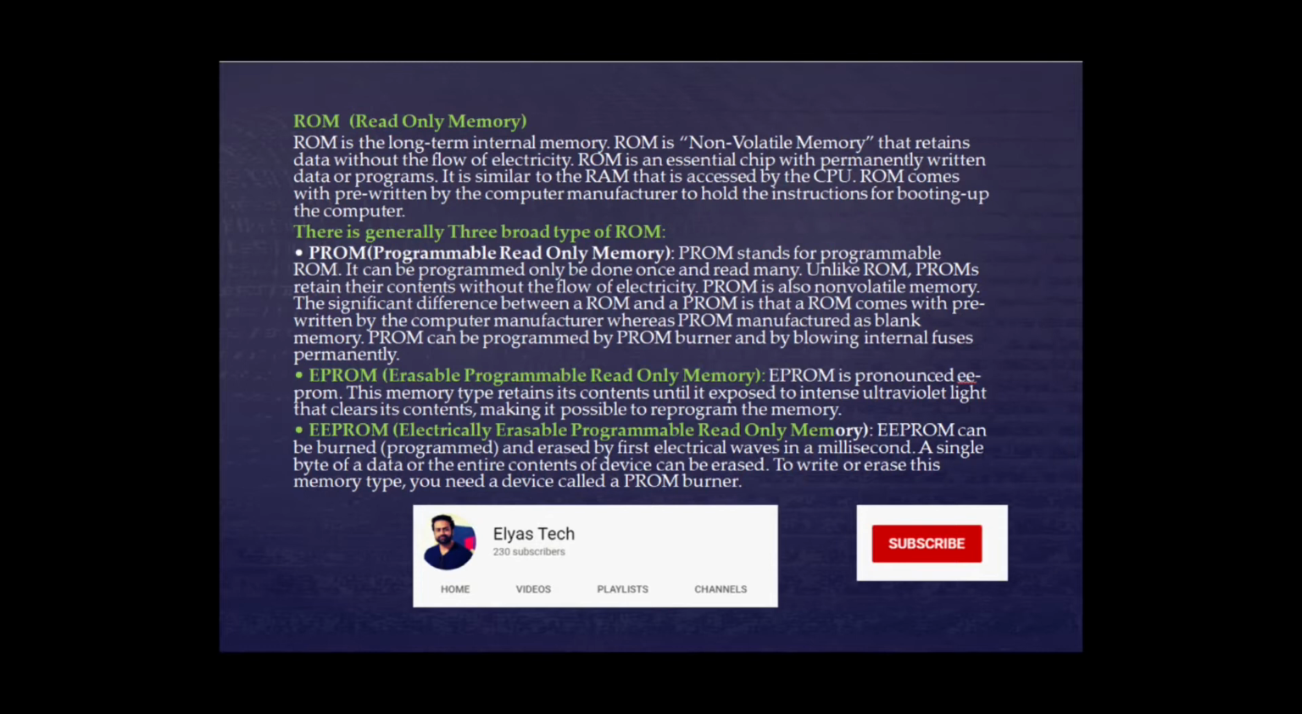Before I talk about random access memory, let's talk about read-only memory, or ROM. ROM is a long-term, or internal, memory. ROM is a non-volatile memory that retains data without the flow of electricity. ROM is an essential chip with permanently written data or programs. It is similar to RAM, which is accessed by the CPU, or central processing unit.